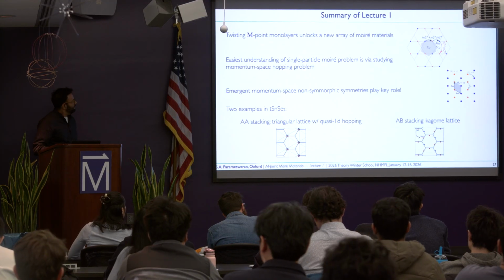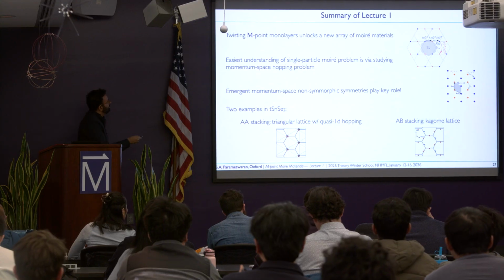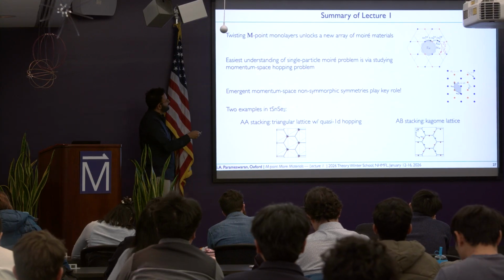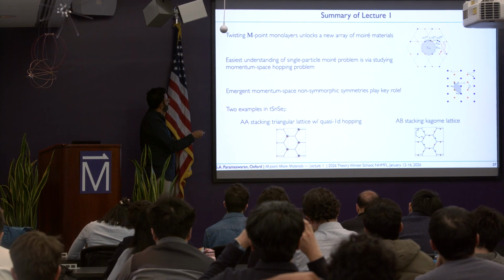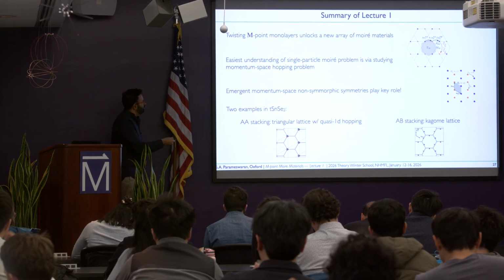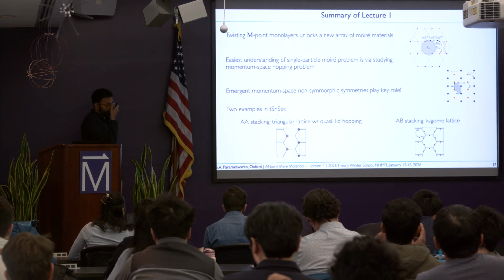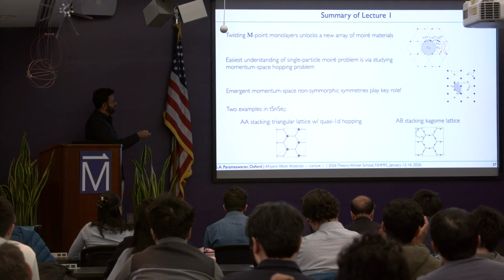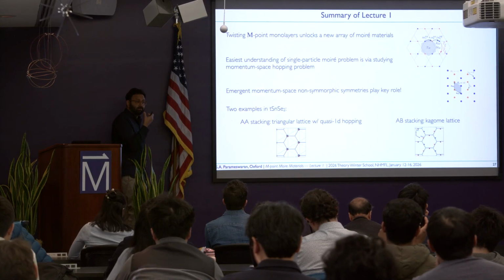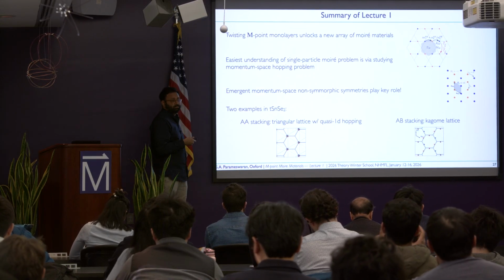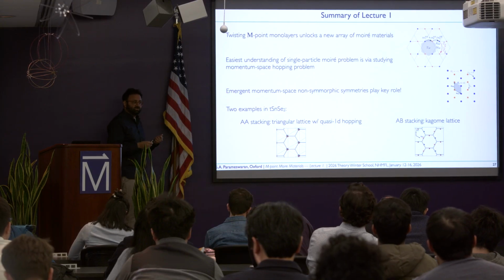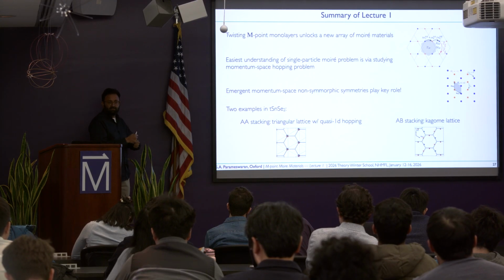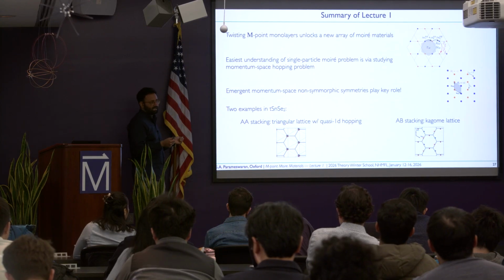So I'm a little bit ahead, but let me just close with a summary. Twisting the endpoint has opened a new array of moiré materials. And the easiest way I know to understand the single particle moiré problem in this setting is by studying this momentum space hopping problem. What I argued was that there's this Q lattice approach, where in each layer I measure momenta from their low energy dispersions, so from the M point or the K point or the gamma point as the case may be.